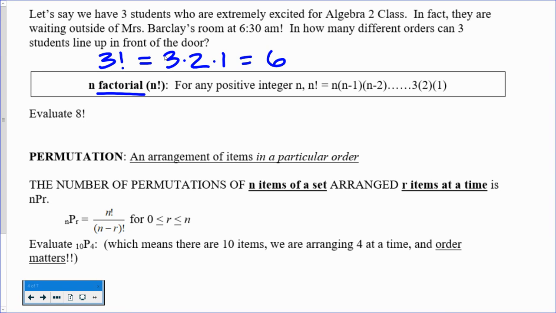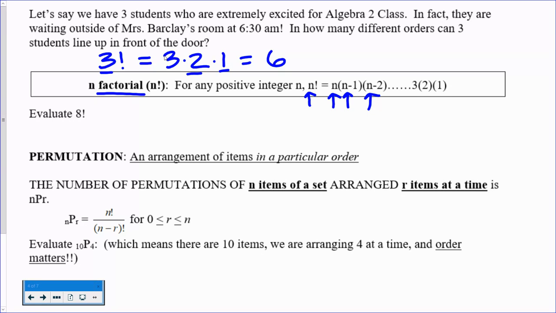Yes, that's an exclamation point, but in math, it means something. It means that whatever number I have right here, I start with that number. So n factorial, I'll start with n, and then I multiply by a number that's 1 less, so 2. And then a number that's 1 less than the previous number, so that would be 1, and then I stop when I get to 1.